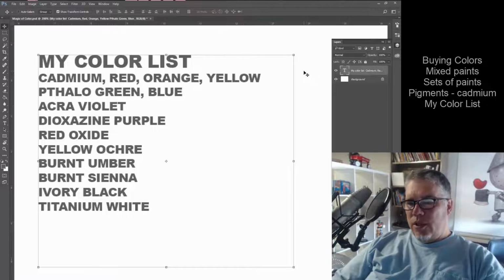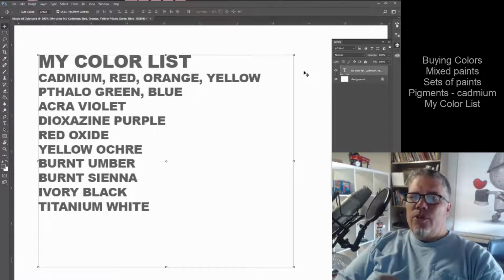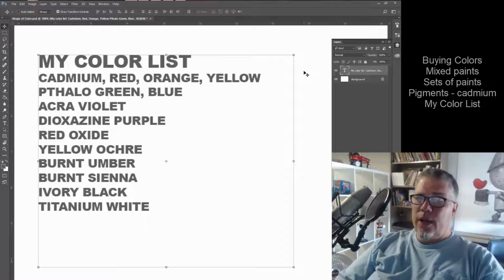Anyway, those are the colors, and hopefully that will help you, number one, save money, but also learn how to mix your paint.